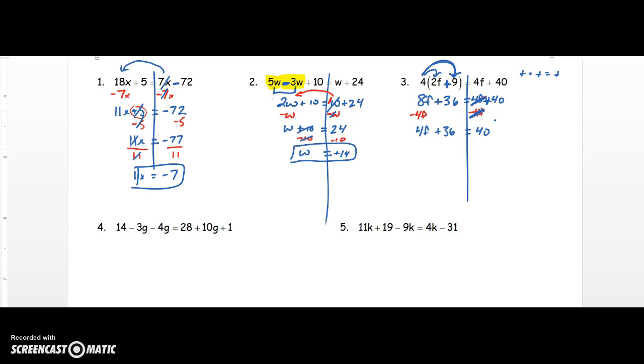Is the variable by itself? No. What is on this side? We have a positive 36. How do you get rid of a positive 36? Subtract 36 on both sides. So you have 4f equals, since these cancel, 40 minus 36 is positive 4. Is the variable by itself yet? Yes, it is. So now you can go ahead and divide by positive 4. So you get f equals 1.